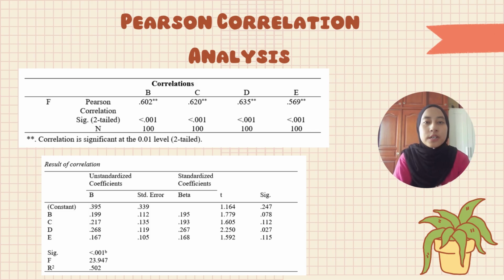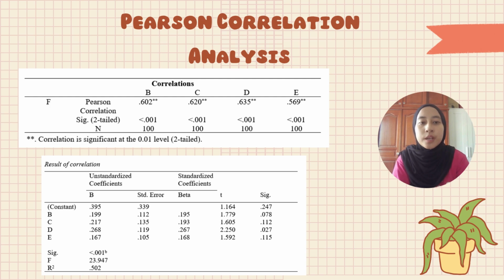for further analysis. Correlation analysis was conducted to examine the relationship of the hypotheses, where technology is B, mode is C, interaction is D, and platform is E, to the dependent variable, student academic performance, which is F. The correlation analysis shows that all the independent variables had a positive and strong relationship with the dependent variable. Interaction has an R value of 0.635, beta of 0.267, and t value of 2.250, and mode has an R value of 0.620, beta of 0.163, and t value of 1.605.